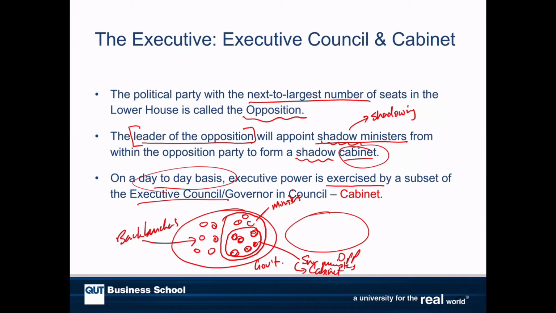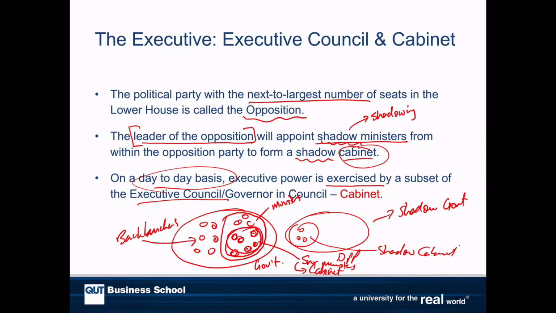And then what we have in the opposition, you might call it the shadow government, is the same kind of structure with a shadow cabinet, with shadow ministers, etc. Okay, so that's the structure of our executive.